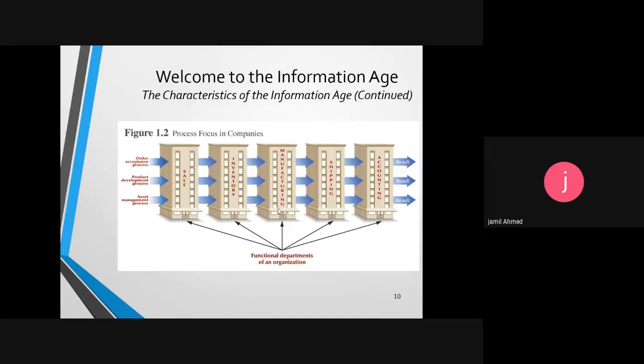So if we say process focus in companies, this is the manual work, but when it is digital, then the information can be moved easily between these departments.